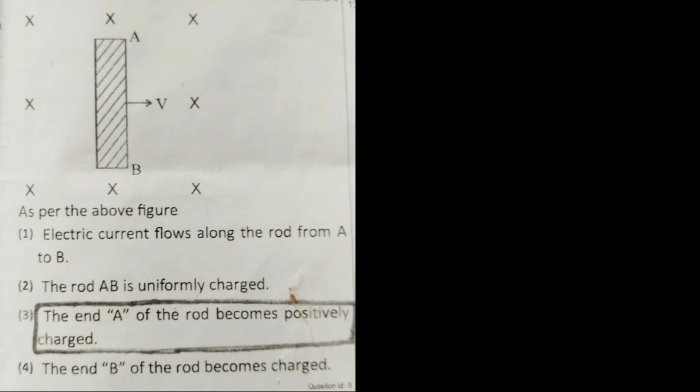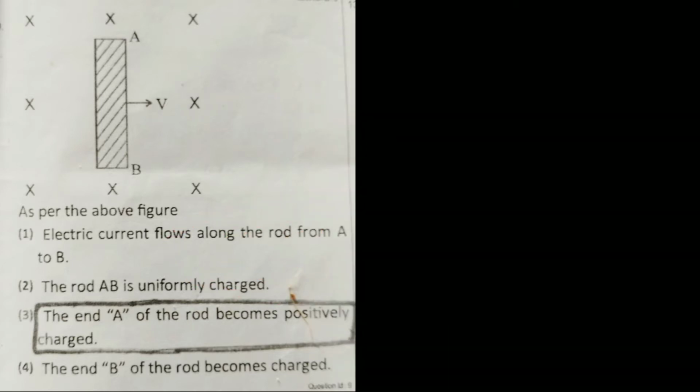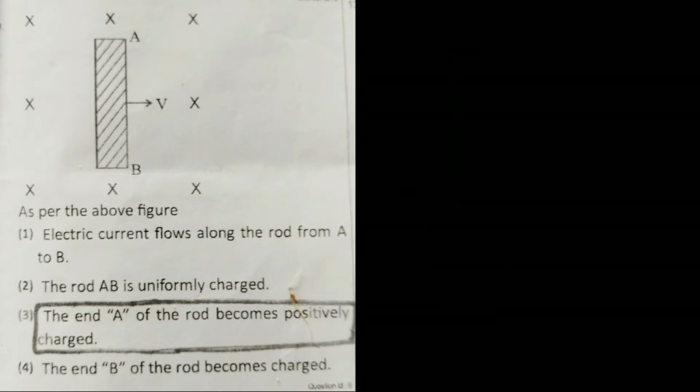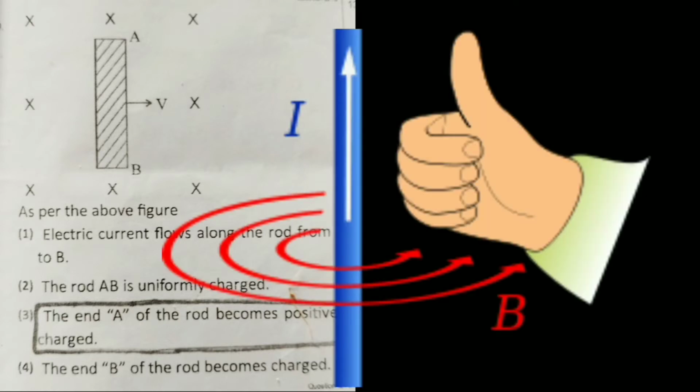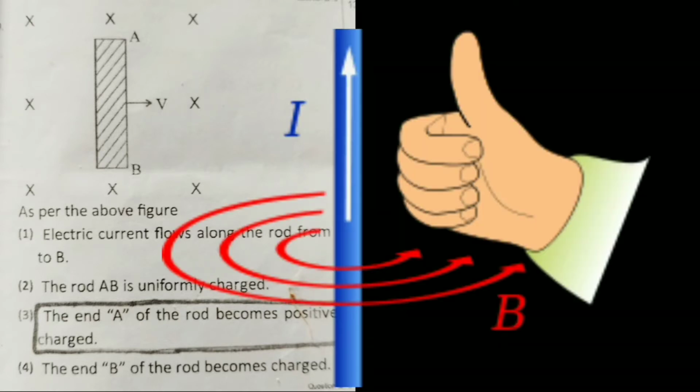The right hand thumb rule helps in solving this problem. It states that if the thumb shows the direction of current, then the direction of rotation of our fingers shows the direction of the magnetic field. Using this rule, we can say that the end A of the rod becomes positively charged. So the third option is correct.